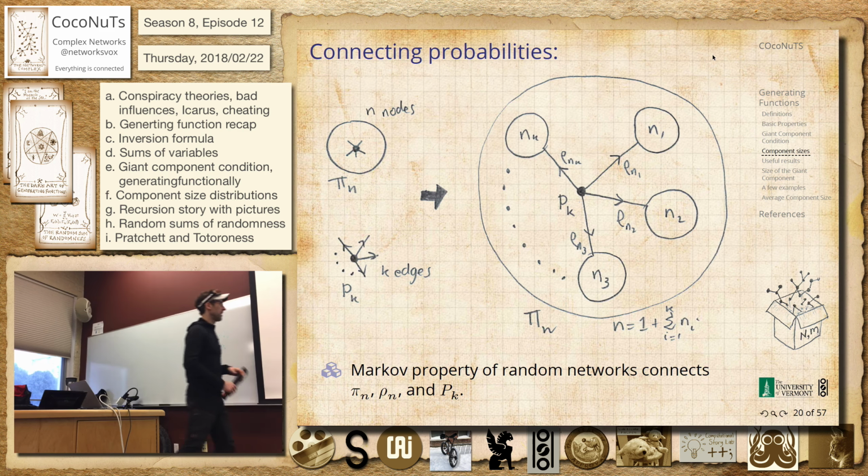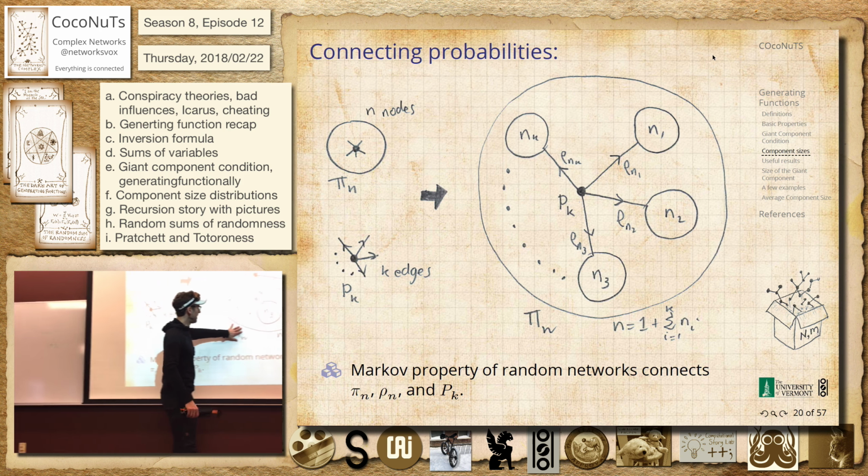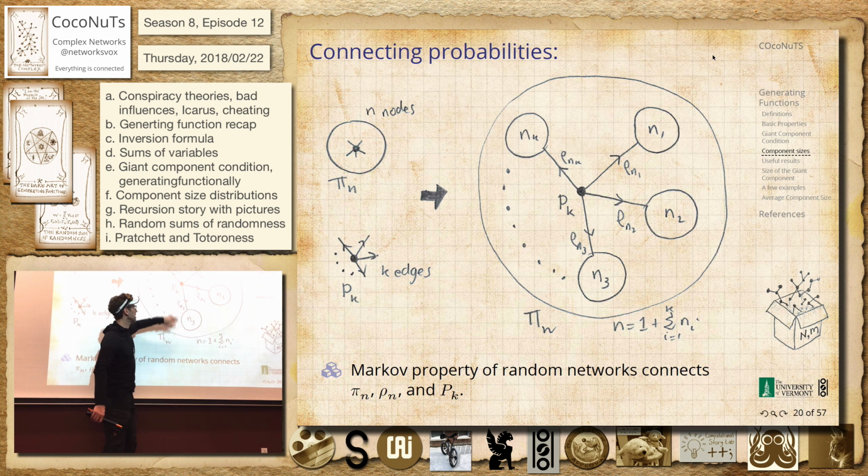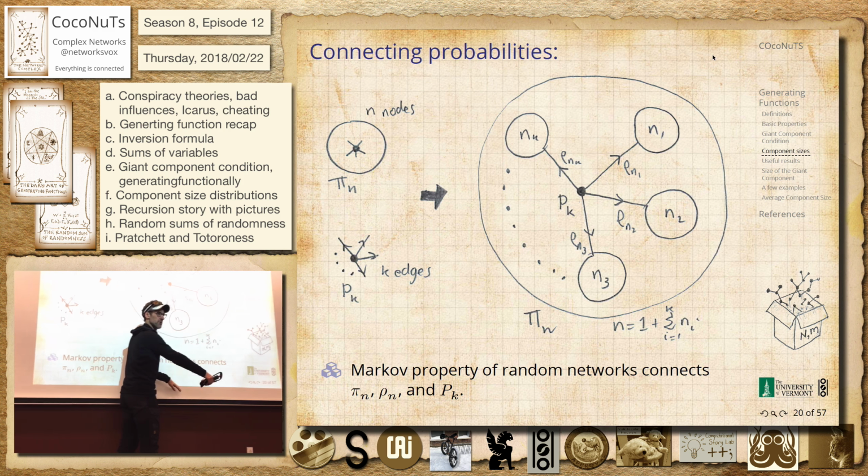Okay, so this is a thing that connects, really says pi of n is going to be related to p of k and rho, right? Pi is going to be related to p and rho. This just has to be the case. Just with one step. We could do one more step, which would be kind of crazy.